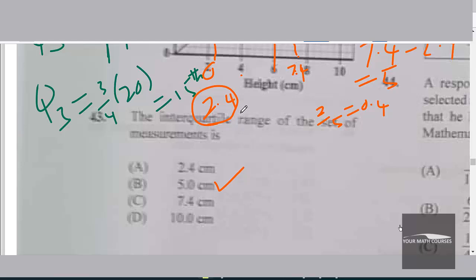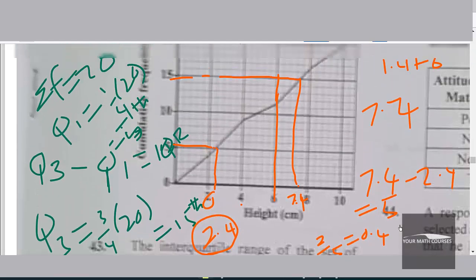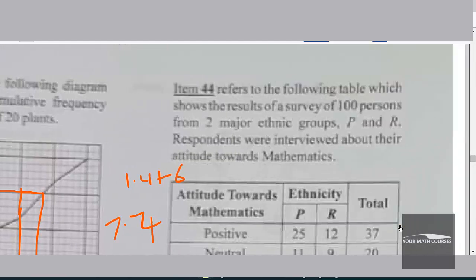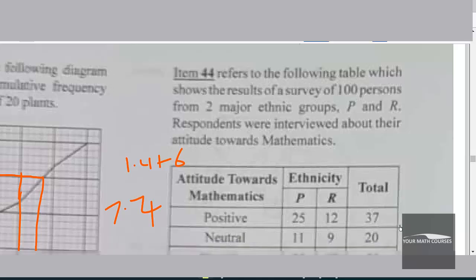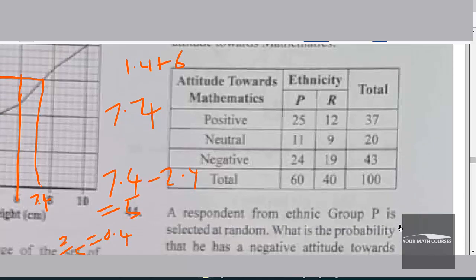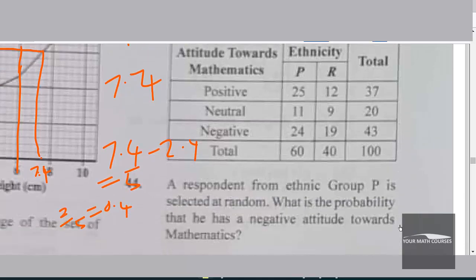Now let's look at item 44. Item 44 refers to the following table, which shows the results of a survey of 100 persons from 2 major ethnic groups, P and R. Respondents were interviewed about their attitude towards mathematics. So we can see a diagram. A respondent from ethnic group P, so from here, is selected at random. What is the probability that he has a negative attitude towards mathematics?